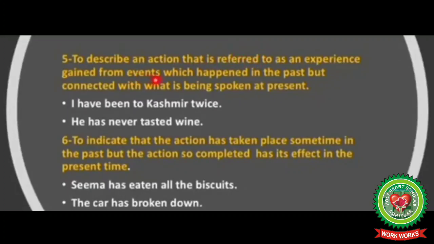Next in the list is to describe an action that is referred to as an experience gained from events which happened in the past but connected with what is being spoken at present. For example, I have been to Kashmir twice. Visited in the past, but maybe the topic of talk while speaking is Kashmir, then you use present perfect tense. Similarly, he has never tasted wine.